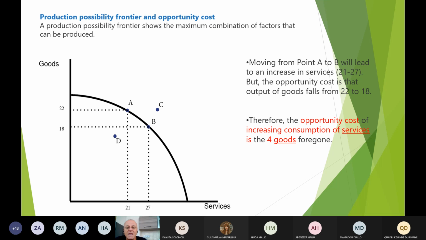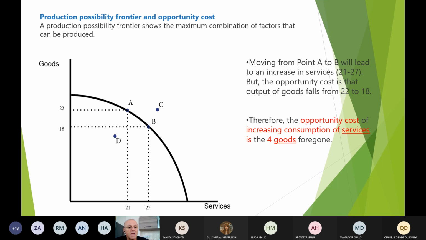Therefore, the opportunity cost of increasing consumption of services is the goods foregone. As you are observing here, we are supposing that moving from A to B will lead to an increase in services from 21 to 27, but the opportunity cost is letting go of 20 units of goods to get a lesser number of goods, 18, which is a reduction of 4 units required for getting more services from 21 to 27. Due to this reason, this is the opportunity cost of giving up something to get something.